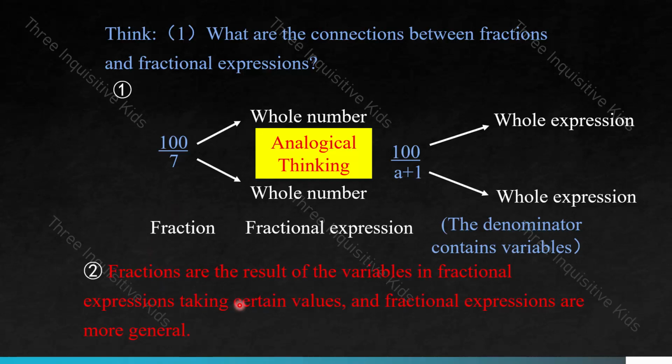Fractions are the result of the variables in fractional expressions taking certain values, and fractional expressions are more general. The thing between fractional expressions and fractions is that in a fractional expression, the denominator must contain variables. But say in this fractional expression, a equaled 6. That would be equivalent to 100 over 7, right? So this is what it means when fractions are really the simplified results of fractional expressions. Fractions are what you get after you substitute the variables in fractional expressions for a known number.